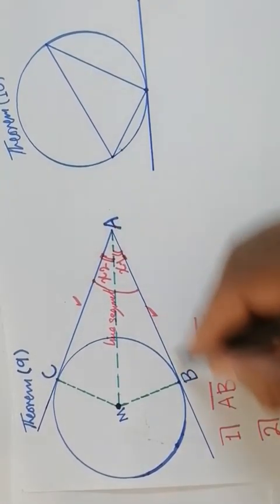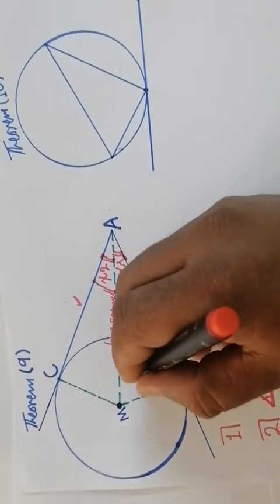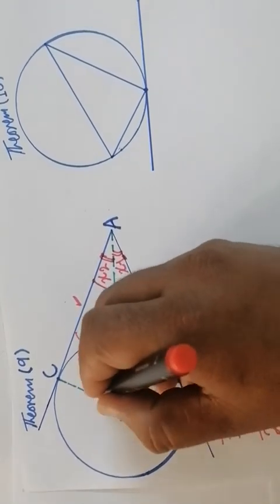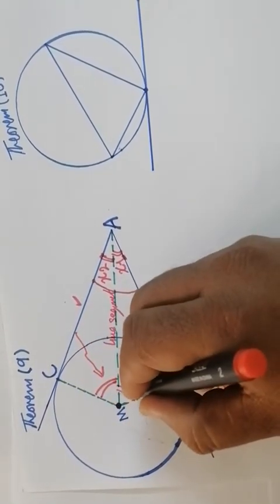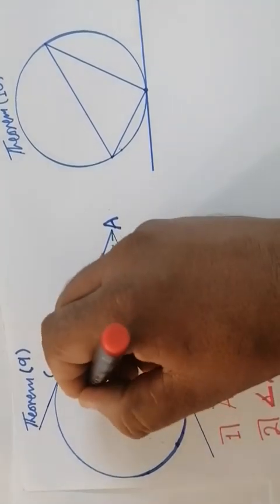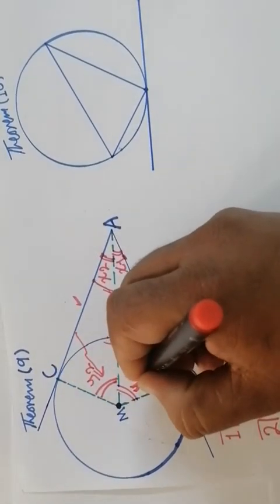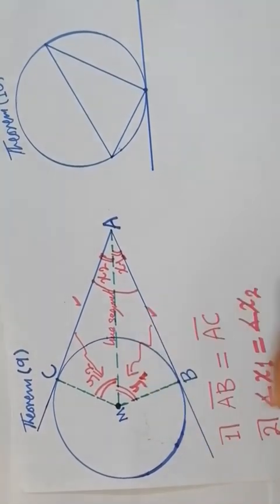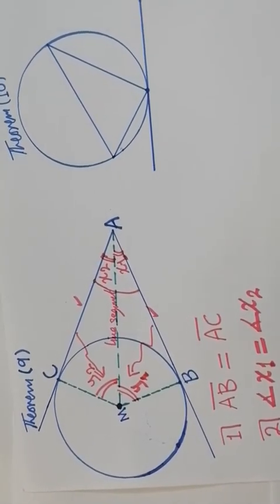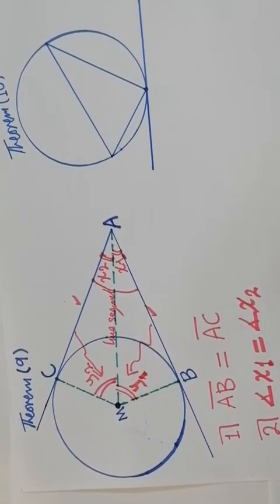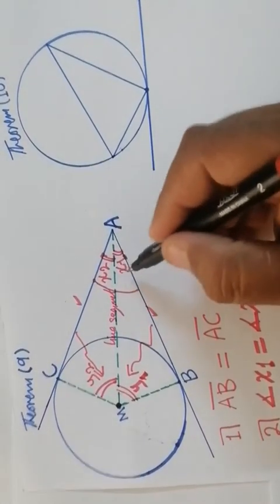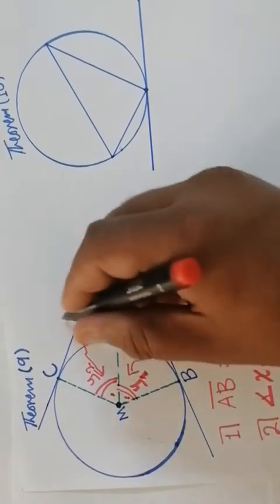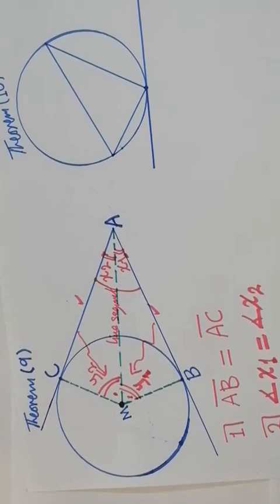Number 3, the two tangents, I mean AB and AC, are opposite to equal angles at the center of the circle. So if you say this is y1, this here is y2. So the two tangents AB and AC are opposite to equal angles at the center of the circle. So angle y1 equals angle y2. So the two tangents are equal, AB and AC. These two angles are equal and these two angles are equal. The two tangents are opposite to equal angles at the center of the circle.